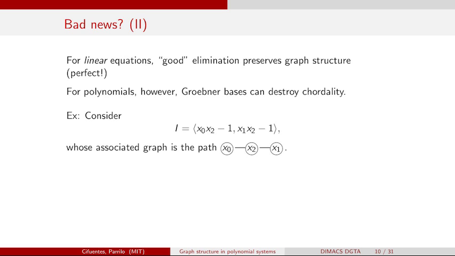So for instance, if you have a system of equations like this, these are very simple equations: x0 x2 is equal to 1, x1 x2 is equal to 1. And the graph associated to this is again a path. There are many notions of what it means to solve these equations. One notion which is very important for a number of reasons is the notion of a Grobner basis. I will not define what the Grobner basis is. It doesn't really matter for this talk.